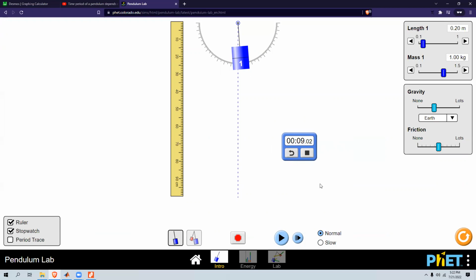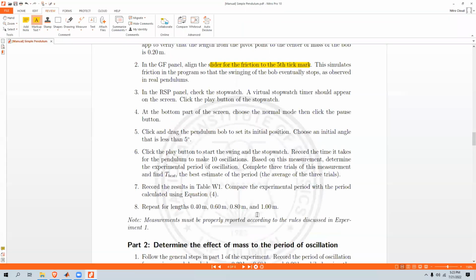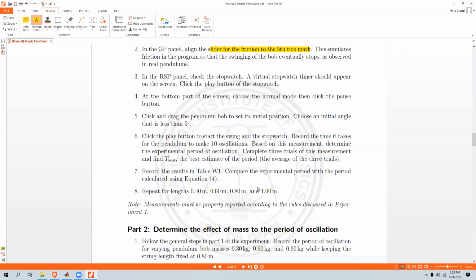All right. To stop the measurement, I just paused my interface again. And if I want to reset my measurements, I just press stop and reset the stopwatch to set the time back to 0 for my next measurement. Here, I have to complete 3 trials of the same measurement to find T best. T best will be the best estimate of my period, which will be the average of the 3 trials.